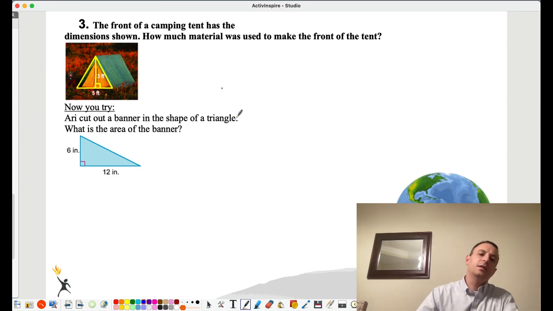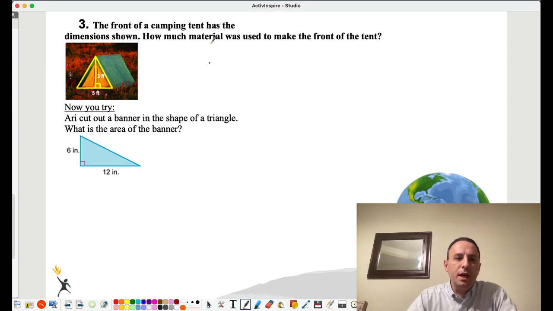All right, now let's look at the last two types of problems we're going to look at. So the more real-life problem. Most tents are triangular in shape, so the front of this camping tent has dimensions shown. How much material would it take to make the front of the tent? So say you cut it out, whatever it is, you'd set up the same problem. Area equals 1/2 of our base, which is 3, our height, which is 5.